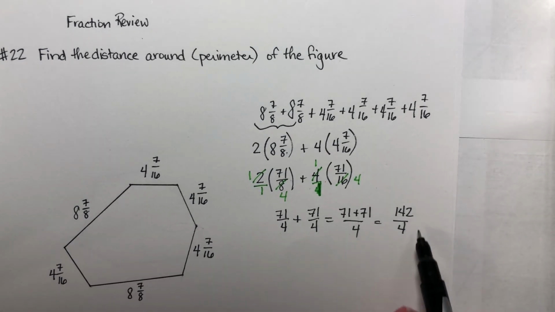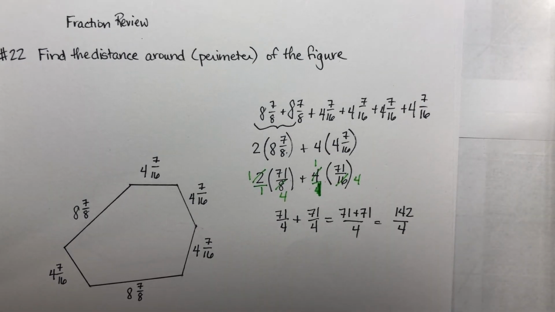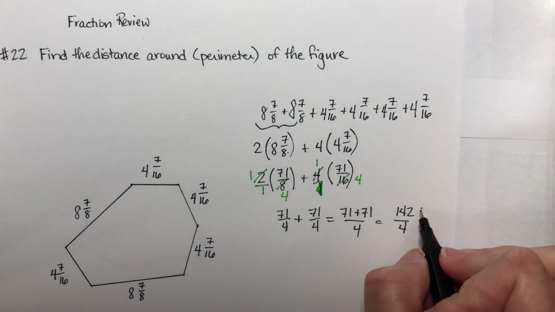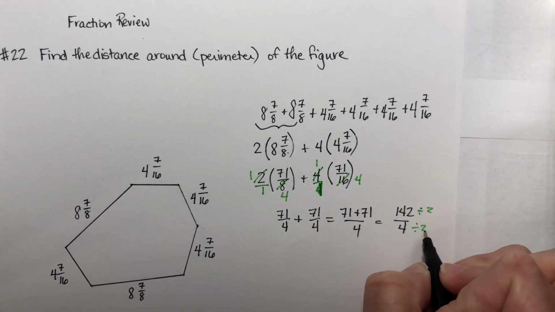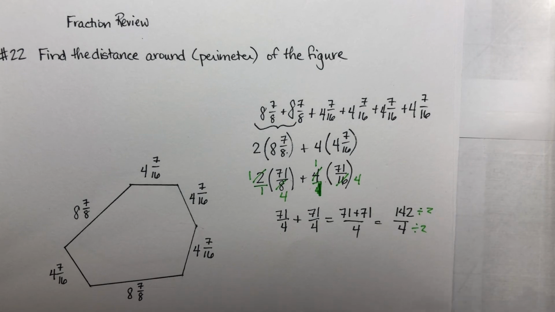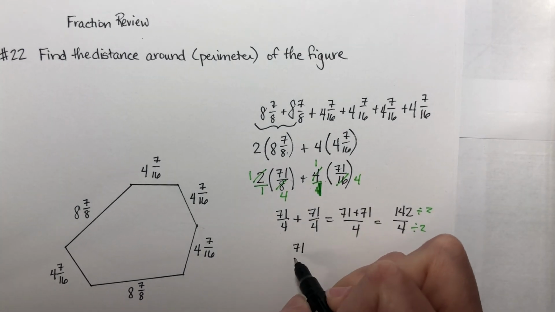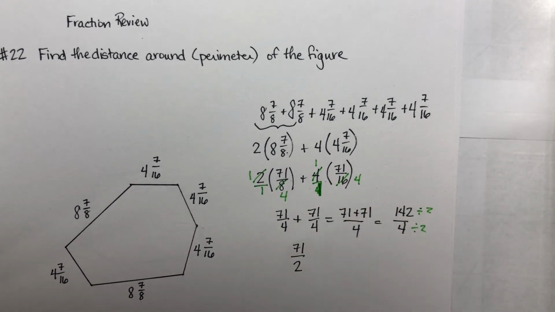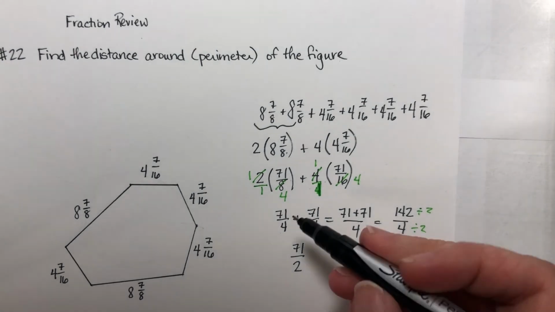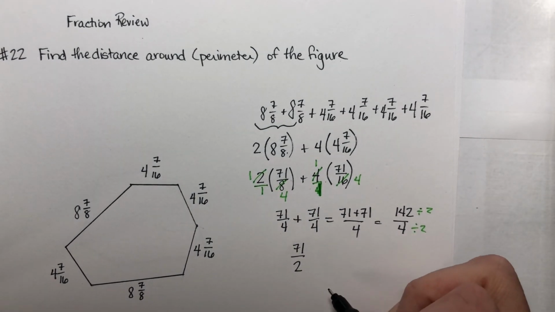Okay, now I know this is not in lowest terms because they're both divisible by 2. They're even. So let's divide by 2 and see what we get. And you get 71 over 2. If you were just asked to add these up, 71 over 2 is probably a perfectly good answer. On this problem, though, they ask you to take your fraction and change it back to a mixed number.